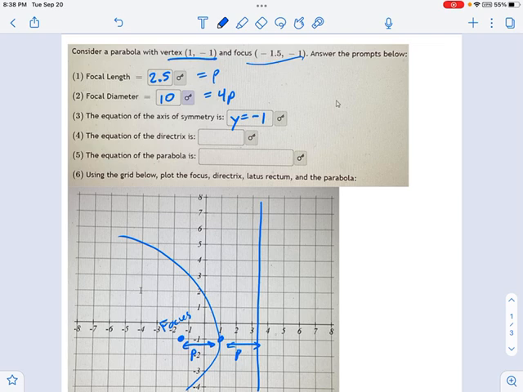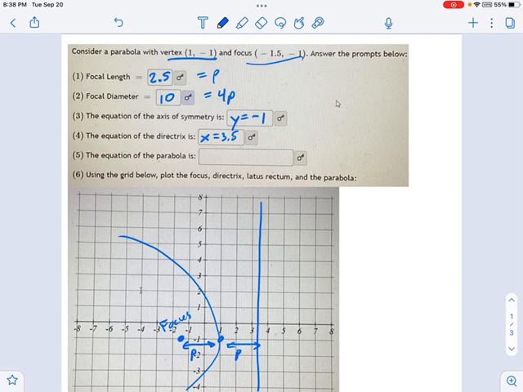Okay, now that's a vertical line. In this case, it's going to be x equals 1 plus 2.5, which is 3.5. Okay, so x equals 3.5 looks like where this line is landing. And now it's time to start talking about the equation of the parabola. I think we have enough pieces to put this all together.